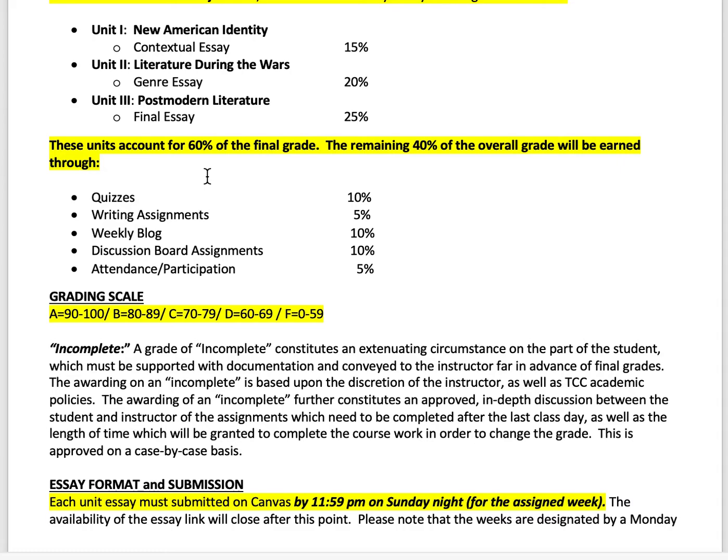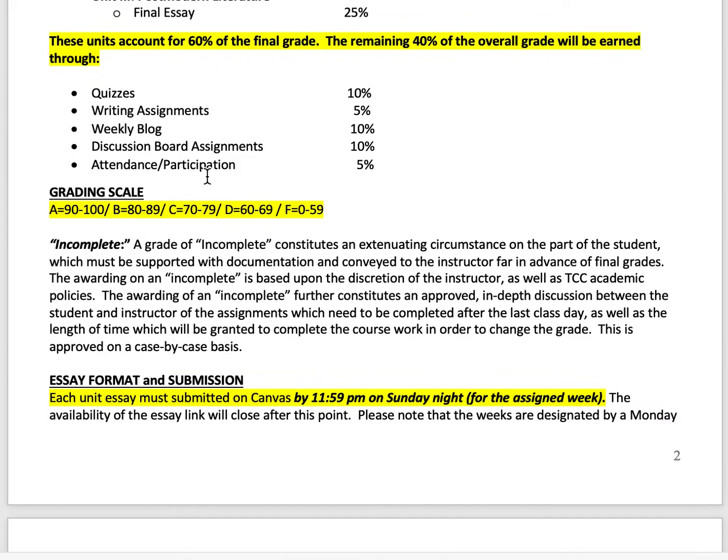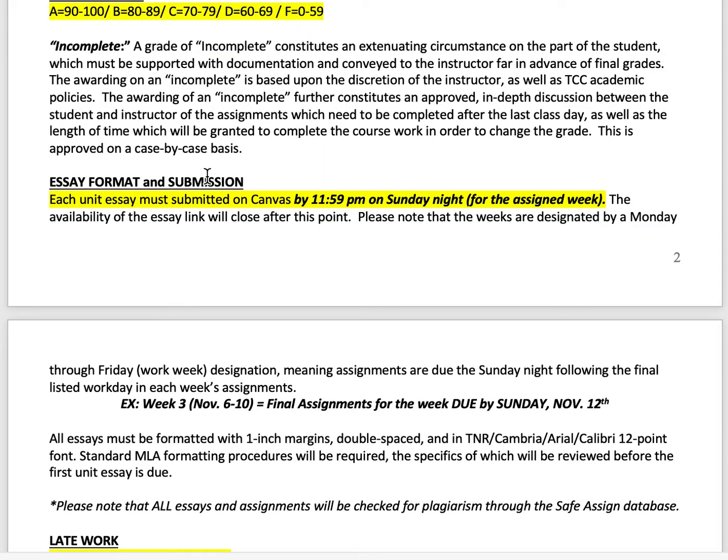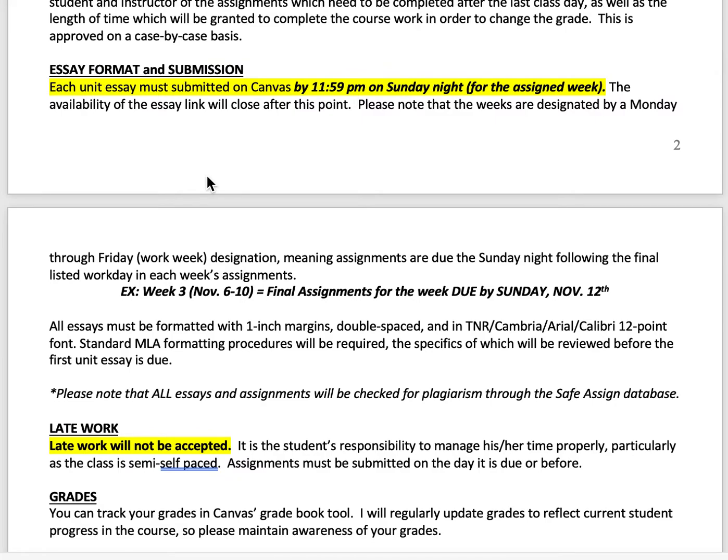The other 40% comes from quizzes, which collectively are 10%, major writing assignments, which are 5%, blog assignments are collectively 10, discussion boards are 10, and your attendance/participation is 5%. So you guys know the grading scale is pretty clear, and incomplete, of course, is a possibility for extreme extenuating circumstances. This is something that if it came to it, say you had a major illness and were hospitalized for a month or two or something like that, then we would end up working together to make sure that you complete the course at a time after the course closes that works for everyone.